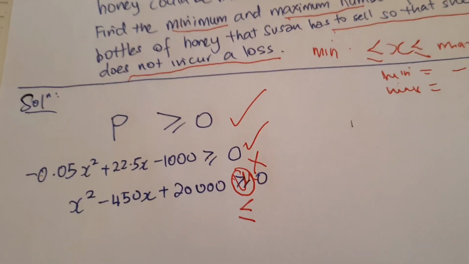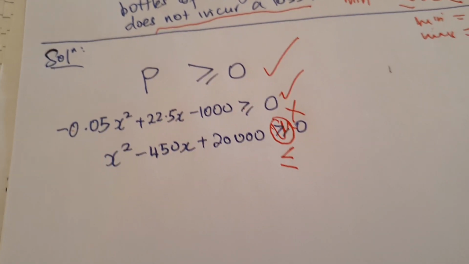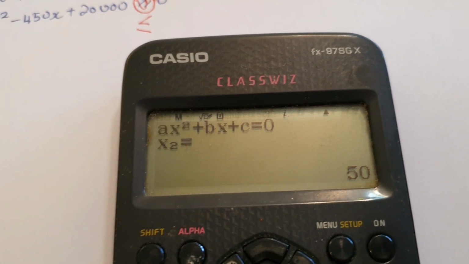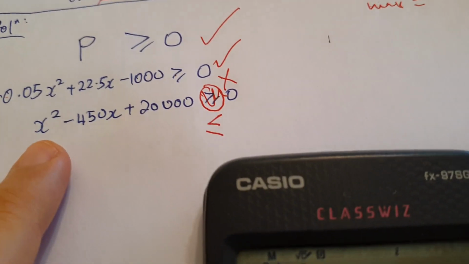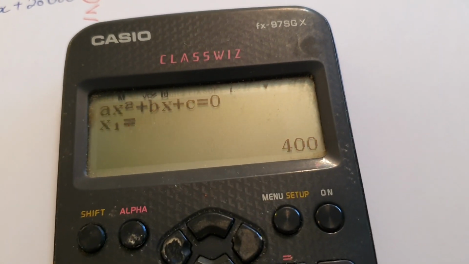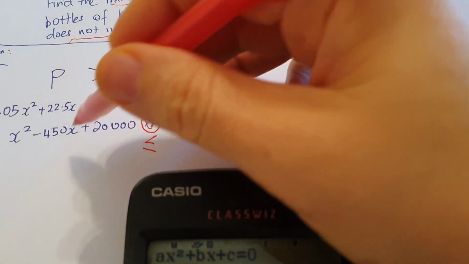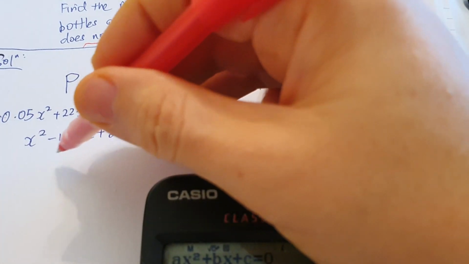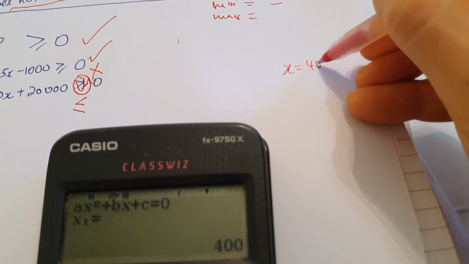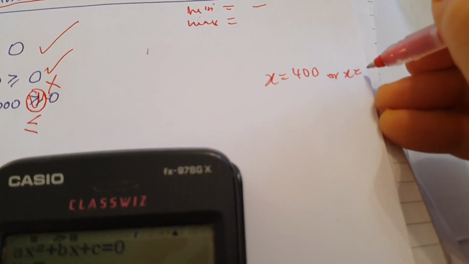Okay, now the next step is probably what some of you may be a bit confused how to do. So as I mentioned before, you can always use the calculator. Alright, so you use calculator, you type in 1 minus 450 and 20,000. Here, I typed it out already. Then you press, the answer is 400, which means that one of your X answer, don't write here because this is an inequality. Some of you write the X equals to 400. Let me write here. The other answer is 50.